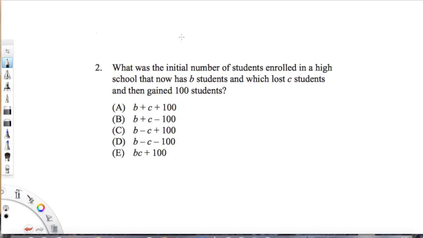She thought this looked like a tricky question, and we agreed. It says, what was the initial number of students enrolled in a high school that now has B students, which lost C students, and then gained 100 students?